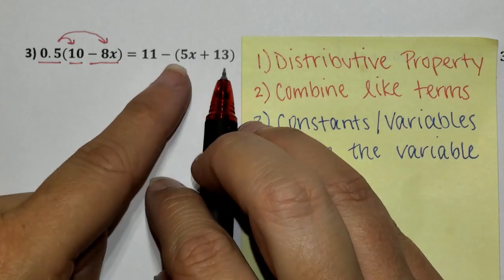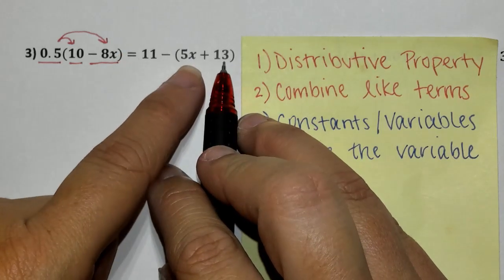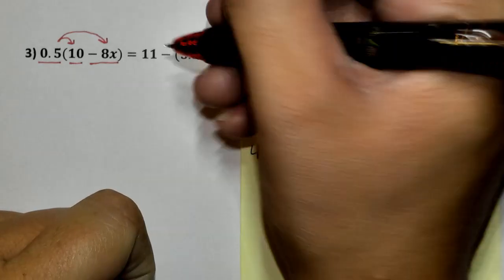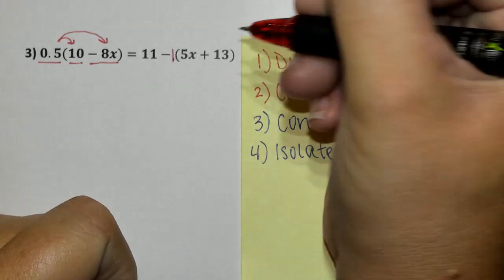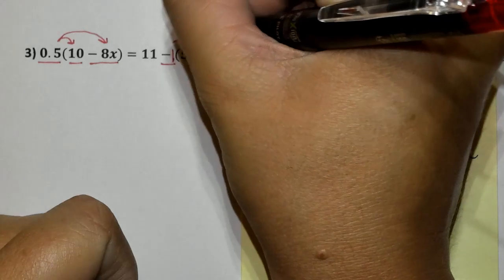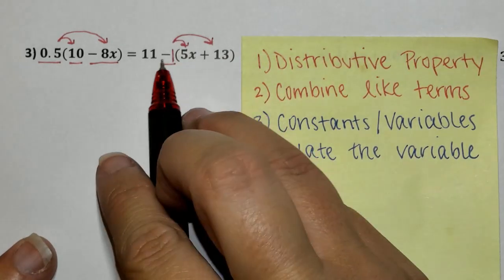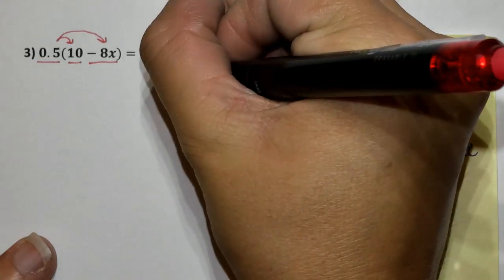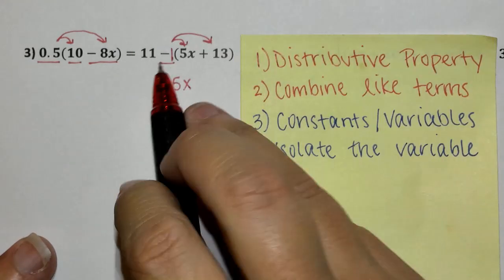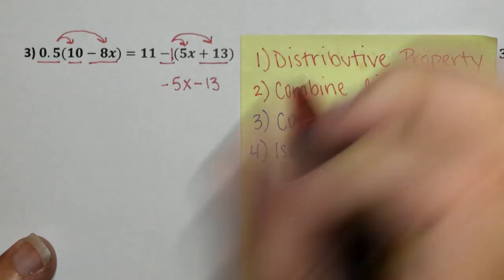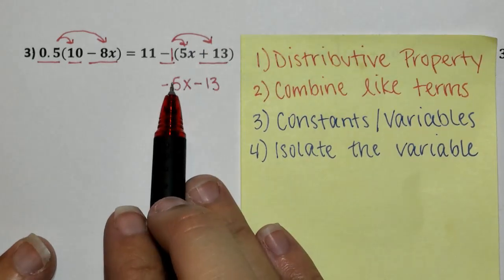So one way to look at it is that the signs inside of the parentheses are going to change. It's going to be a negative 5x and a negative 13. Another way to look at it is if we put that 1 there, that negative 1 is getting distributed. I did both of those pieces inside. So negative 1 times 5x ends up being negative 5x. Negative 1 times positive 13 ends up being a negative 13. So notice that the signs are just going to change.